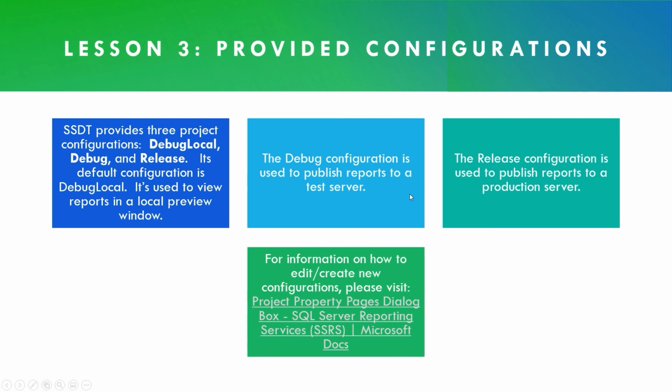So SSDT provides 3 project configurations: debug local, debug, and release. Its default configuration is debug local, and we're talking about in Visual Studio now for Report Designer. It's used to view reports in a local preview window. The debug configuration is used to publish reports to like a test server, and the release configuration is used to publish reports to a production server. So I also have on this slide how to edit and create new configurations. There's a link there to the Microsoft Docs topic on that.